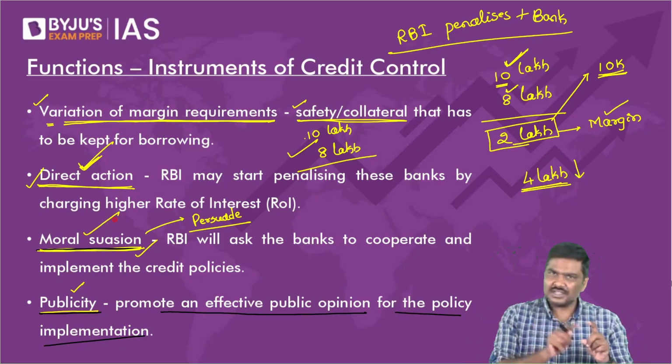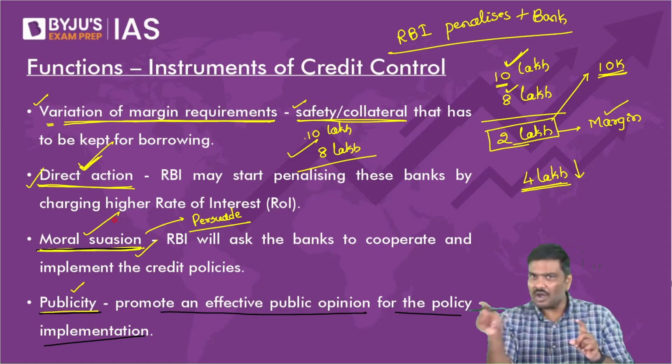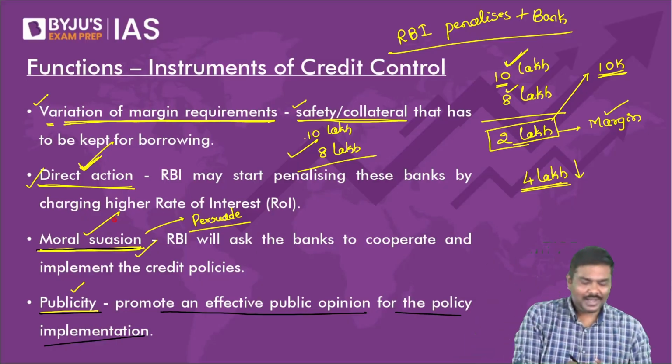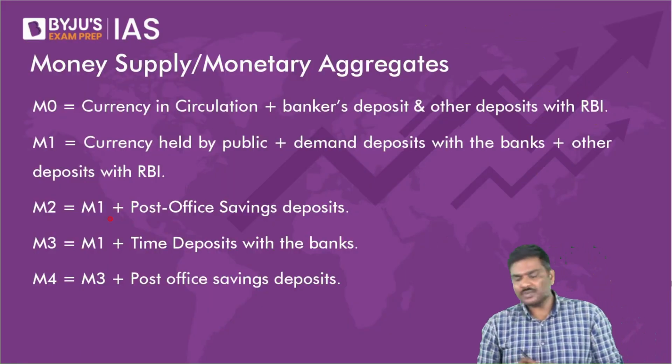Moral suasion is just advice, basically a warning. They are not penalizing them. They are sending a warning to the banks: follow them, otherwise we will penalize you. That is moral suasion.